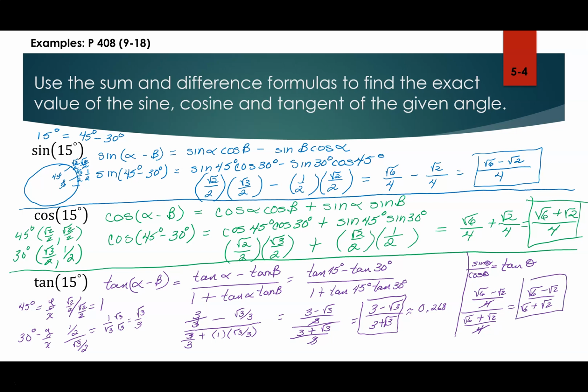Now, even though these fractions don't look anything like one another, 3 minus root 3 over 3 plus root 3 compared to root 6 minus root 2 over root 6 plus root 2, amazingly enough, if you put it in your calculator, they are both approximately 0.2679. So they're actually the same value. They just look different.